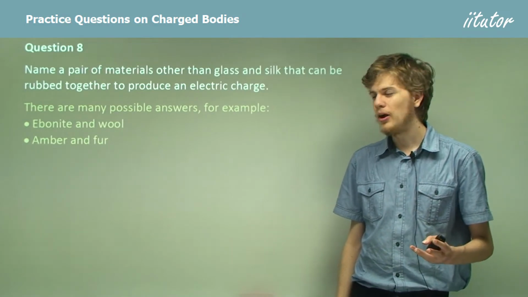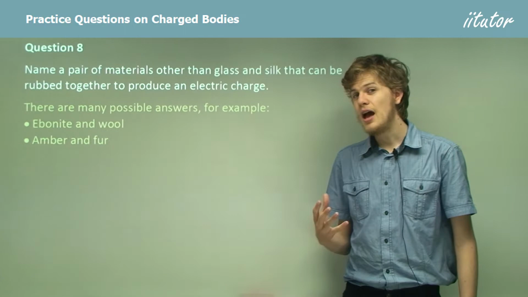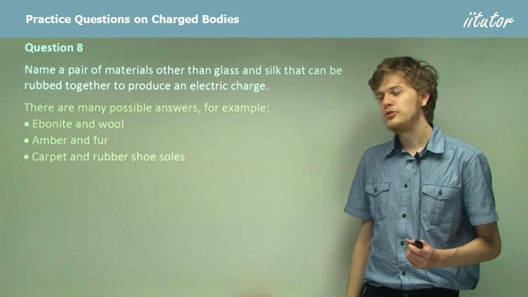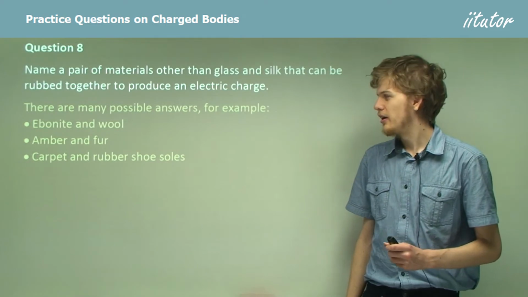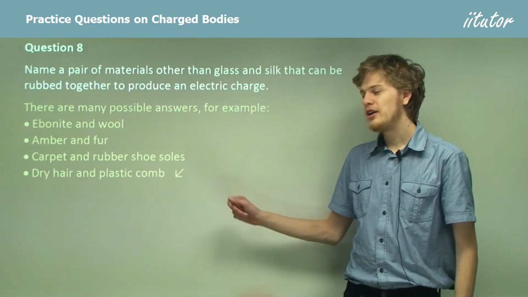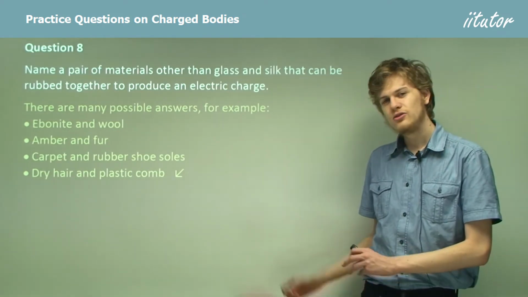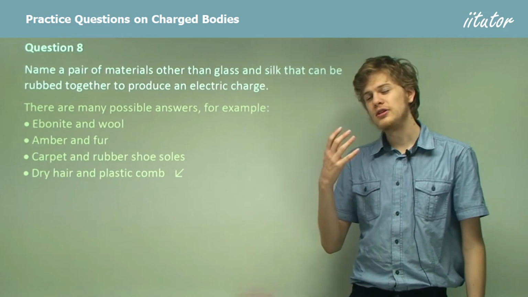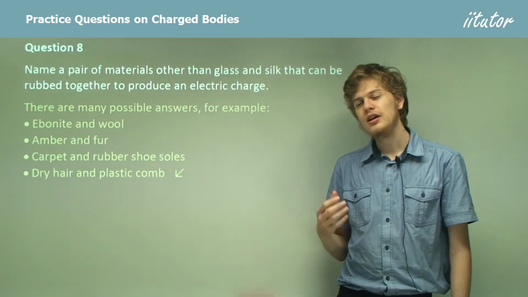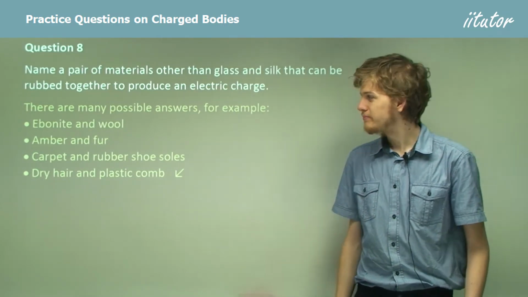Another way that we can get a static charge is, of course, amber and fur. The amber is what electricity is named after. Carpet and rubber-soled shoes are the cause of many an accidental electric shock. Dry hair and a plastic comb can sometimes cause crackling or sparking. So these are all ways of producing charges. Any spark that's produced by static electricity is a result of an unbalanced charge between the two objects.